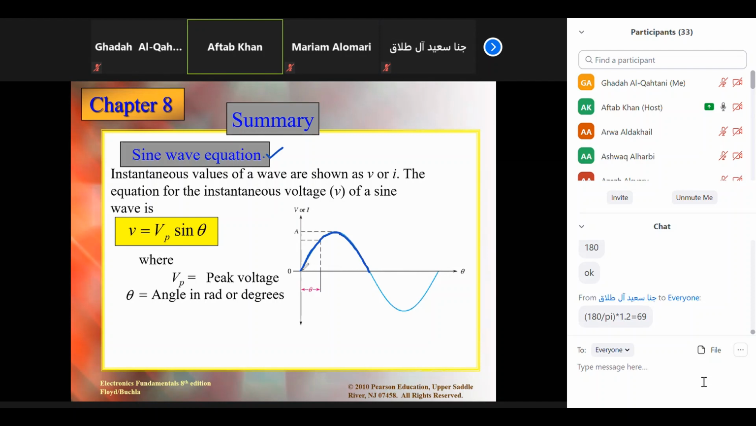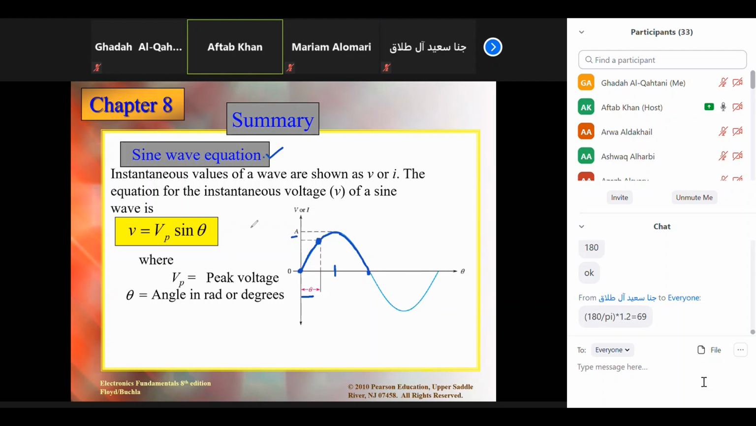For example, if I ask you at 0 angle, what is the voltage? You can say 0. If I ask you at pi, how much is the voltage? You can say 0. If I ask you at 90, how much is the voltage? You will say it is equal to A. But if I ask you at this angle theta, how much is the voltage? It is difficult to identify this, because I don't know the exact value.